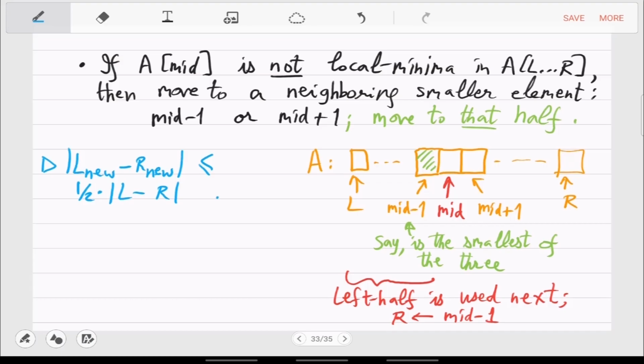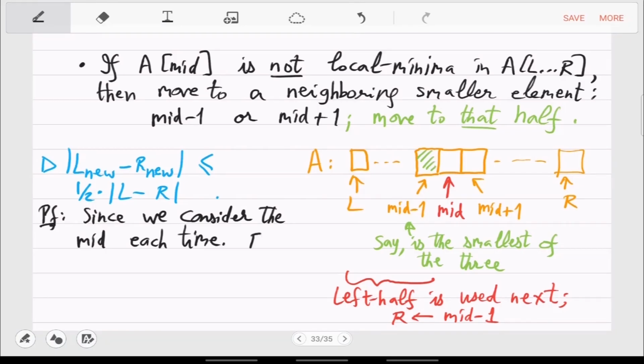So, well, the proof of the above, if you are confused, is just by midpoint. Since we consider the mid each time, you only have two halves. So every time the length is halved. That's not the issue. So you have to write down an important invariant here to finish the proof.